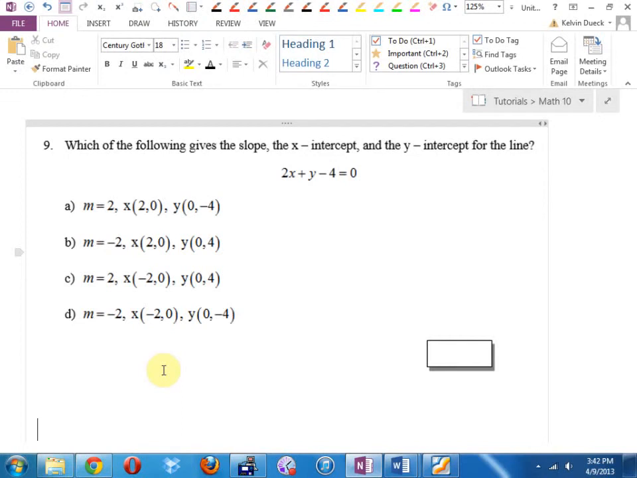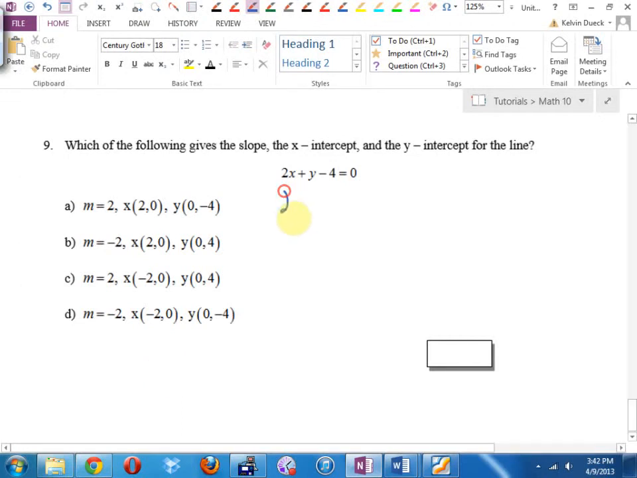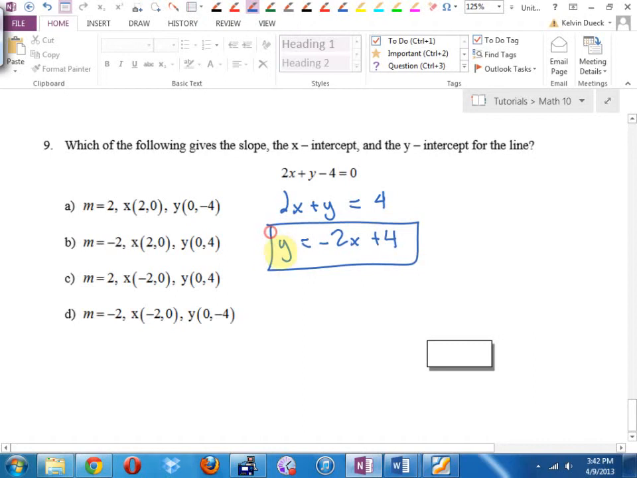I think I would plus the 4 over. I would minus the 2x over. I think if you rewrite this in slope-intercept form, Darian, do you agree with me? You'll get a negative 2x plus 4. Is that okay? So, Darian, my friend, what is the slope?